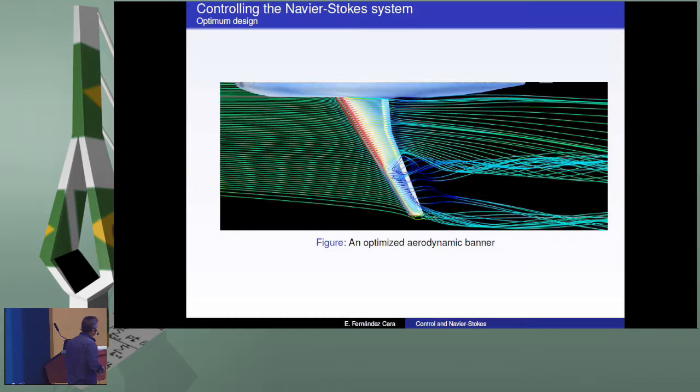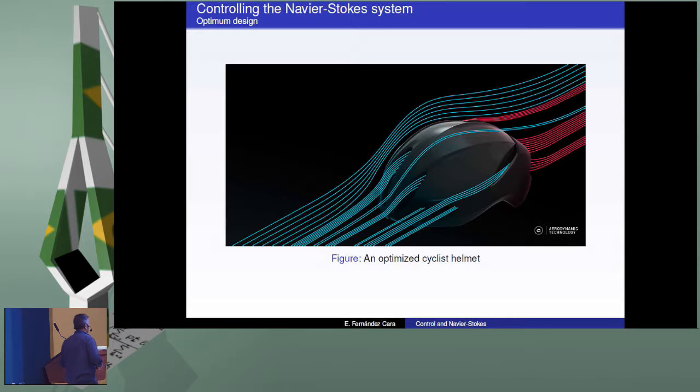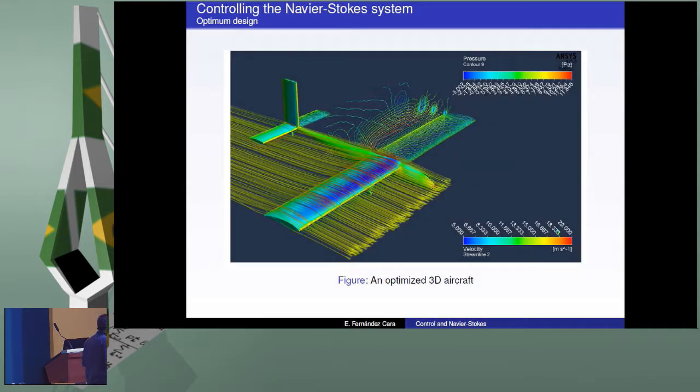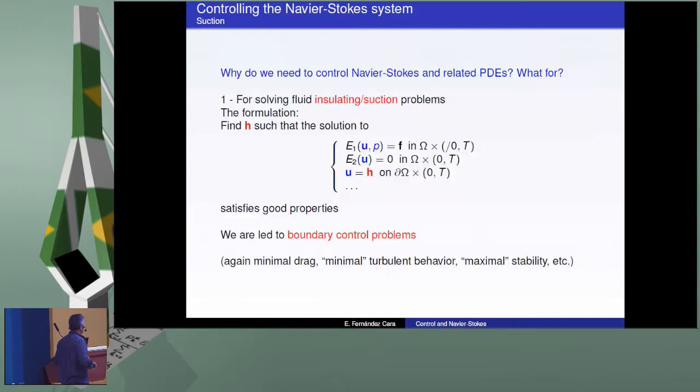For example, this is the result of an optimal design problem where we are optimizing an aerodynamic banner in order to get a good sailing of the boat. This is another result for an optimized cyclist helmet. This is another one. This is an idealized and at the same time optimized aircraft, etc. This is the first reason by which it is interesting to consider control problems for the Navier-Stokes equations.